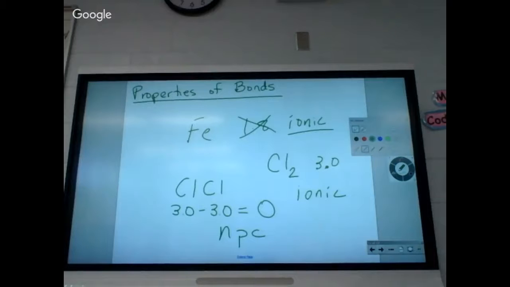Okay? What if it's a nonmetal? Such as Cl, you wouldn't have Cl by itself because it'd be diatomic. You won't have one of those. No nonmetals by themselves.